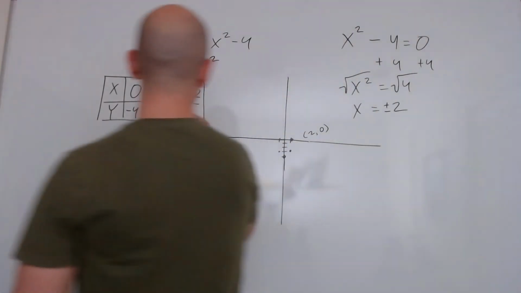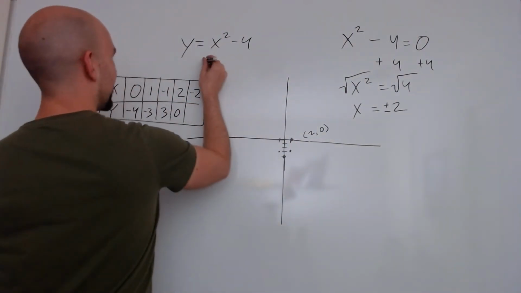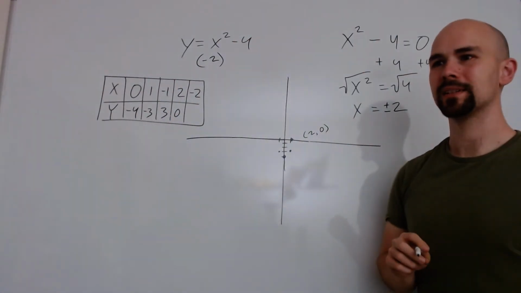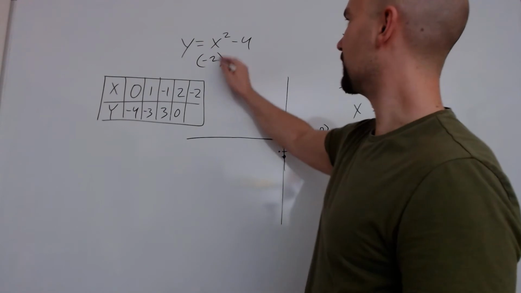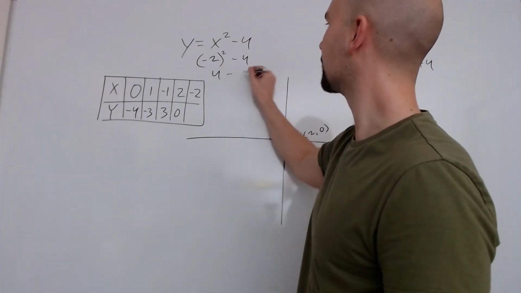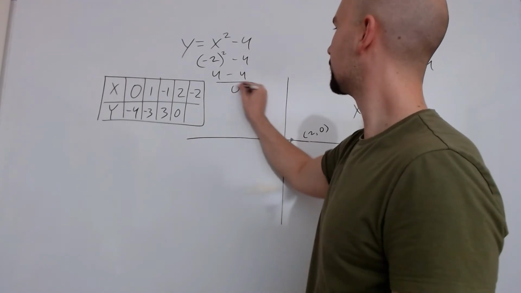But what about negative 2? If I have negative 2, remember you always put your x values in parentheses. Then negative 2 squared is 4. Still 0.